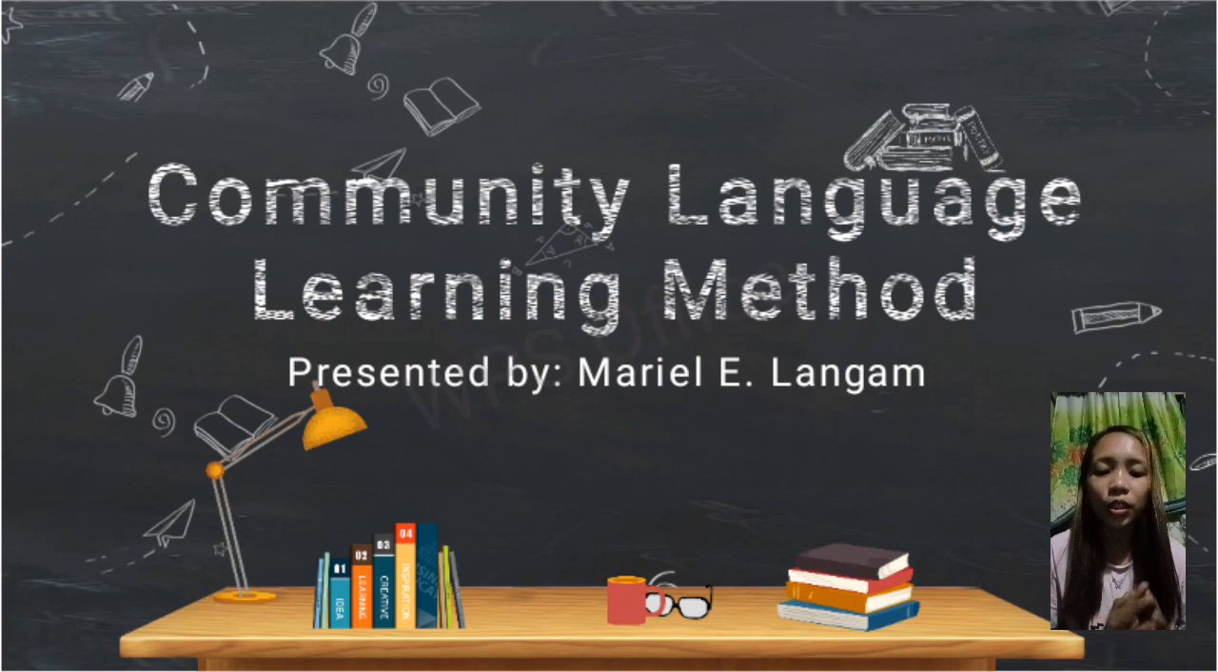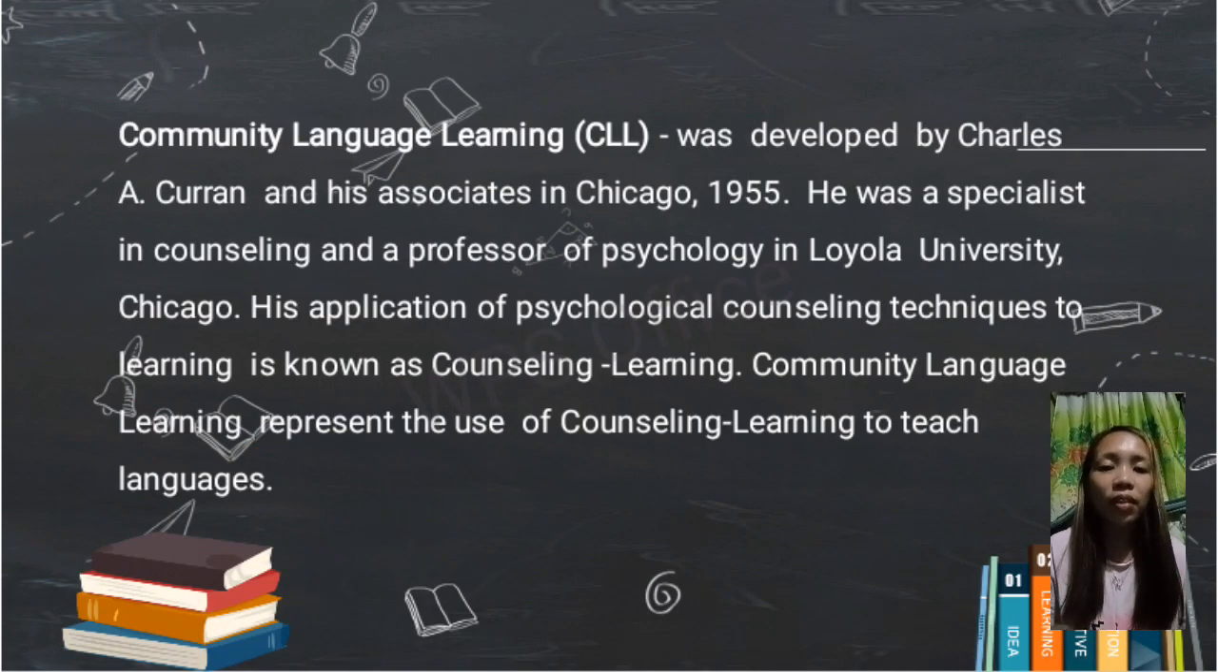The Community Language Learning Method, or the CLL, was developed by Charles A. Curran and his associates in Chicago in 1955. He was a specialist in counseling and a professor of psychology at Loyola University, Chicago. His application of psychological counseling techniques to learning is known as counseling learning. So, community language learning represents the use of counseling learning to teach languages.